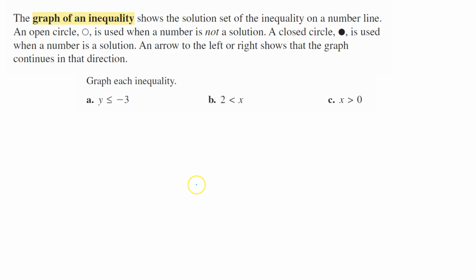All right, let's graph each inequality here. y is less than or equal to negative 3. Where is negative 3? Right here. I know there's going to be a circle at negative 3, but is it open or closed? Well, is negative 3 a solution or not? Negative 3 is less than or equal to negative 3, yeah, that's a solution. The little equal to part makes negative 3 a solution, so this becomes a solid circle.